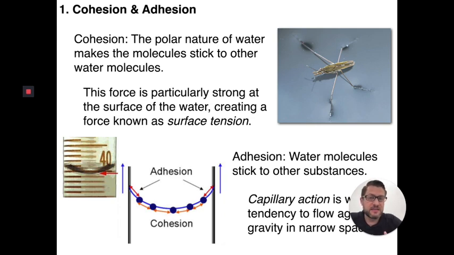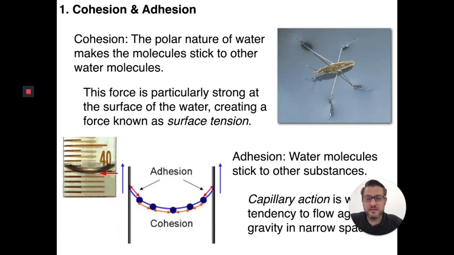The slightly negative side and the slightly positive side tend to draw into each other, and they tend to stick. Because of this cohesion, at the surface of water, you have a very strong bond amongst those water molecules. This is what we call surface tension. So in the example that we have here, we have an insect standing on top of the water.